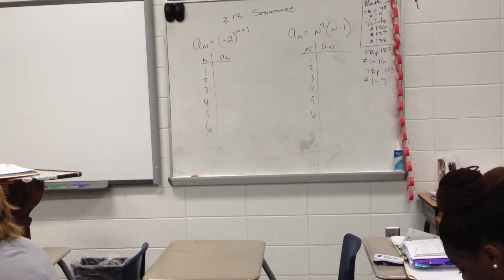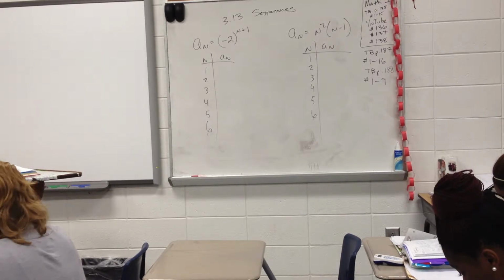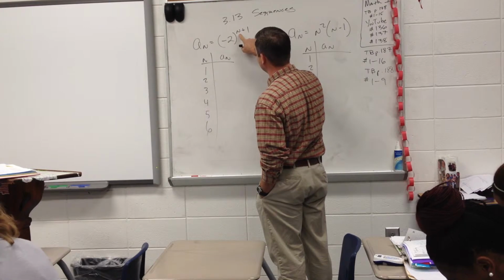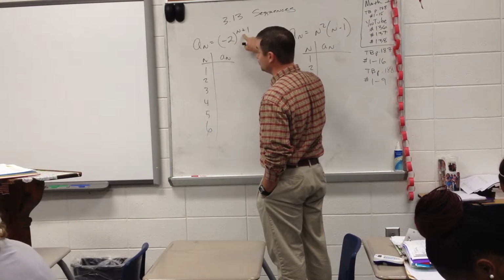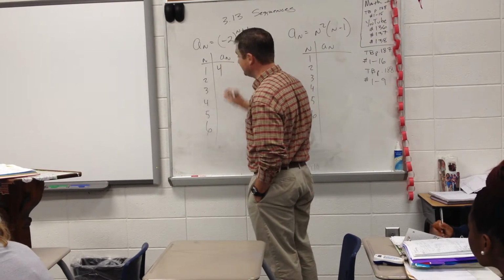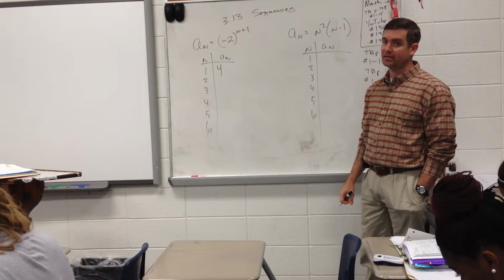Alright, here we go. We plug in a 1. We're using it as an exponent. We're taking that 1 and putting it right there, so that makes this squared. Negative 2 squared in parentheses gives us what? 4. Positive 4, not negative 4. You've got to use those parentheses on your calculator.